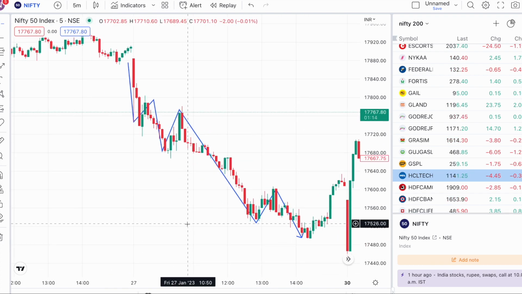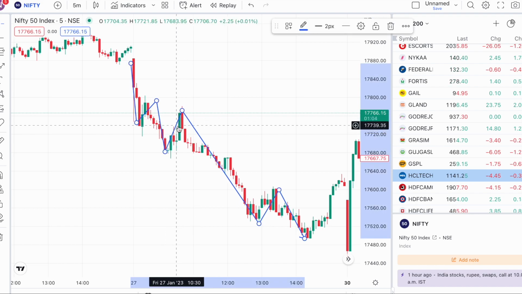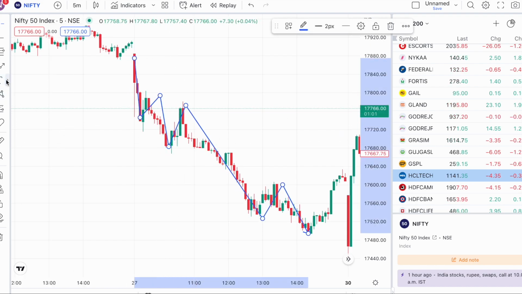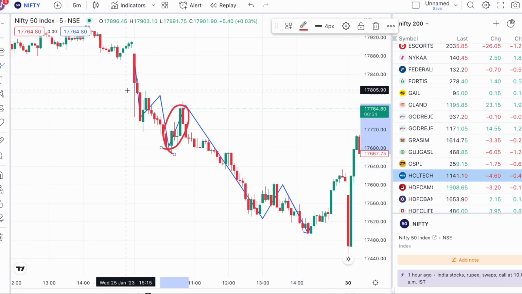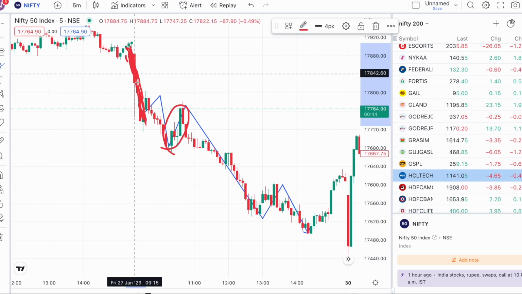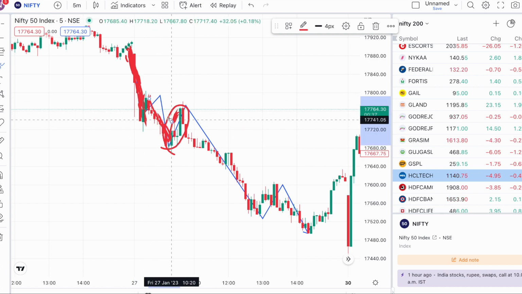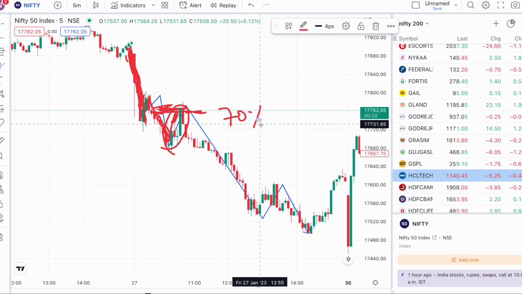Now this explanation is fine, but this particular part that you can see, this looks like an impulsive move, but if you compare the entire flow from where the red candle started, for example this one, it was able to go until 70% of the impulsive move.